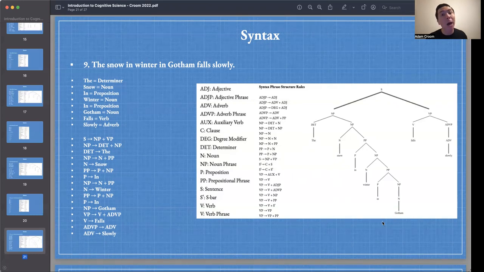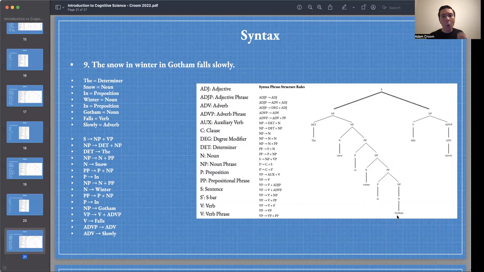The snow and winter in Gotham, right? And then falls slowly, okay? And remember that I pointed out earlier that this is treated as one unit, right? The snow in winter in Gotham falls slowly. We could have just said snow falls slowly, right? Because snow is also an NP. And that's what's really cool, is at the NP level, we can take it, throw it away, and substitute it for another NP, which snow is also an N, and then the snow is also an NP and an N, right? We could also just use snow falls slowly, okay?